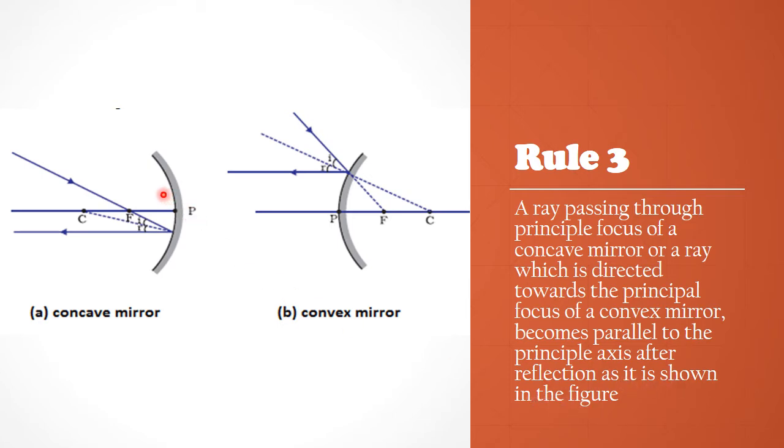So let us look at your concave mirror. This curved mirror is your concave mirror. This line is your principal axis. On this principal axis, this point is known as your principal focus and it is denoted with capital F.